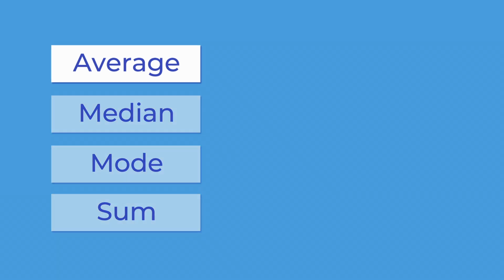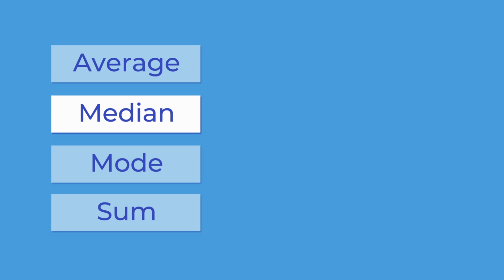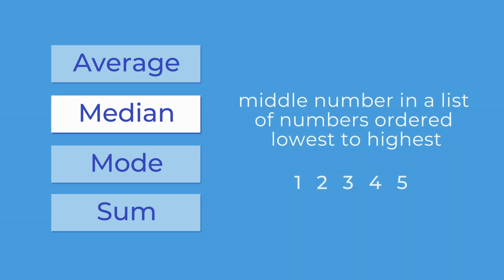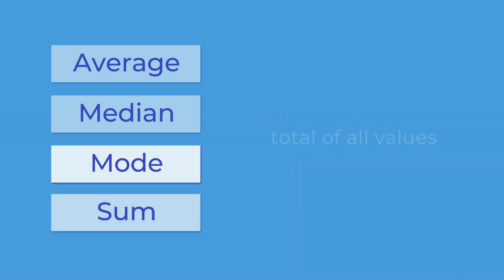Well, an average, just to recap, is us dividing the total of all of our values by the number of those values, so the actual amount of values. For median, I'm going to find the middle number in a list of numbers ordered from lowest to highest. From there, we're going to look at the mode. The mode is the value that appears the most often in a set of data. And last but not least, we've got the sum, which is really just the total of the numbers.